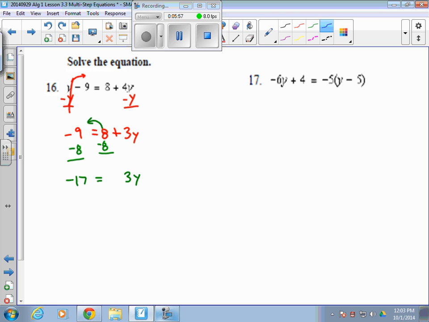Get rid of 3 times something by dividing by 3. If you do it to the right, do it to the left. Y equals negative 17 over 3.